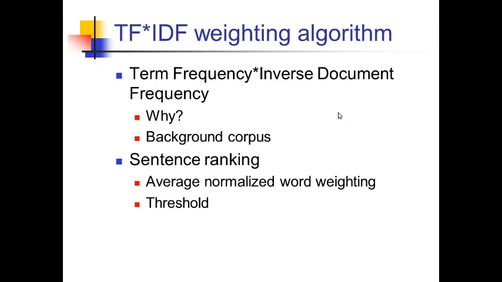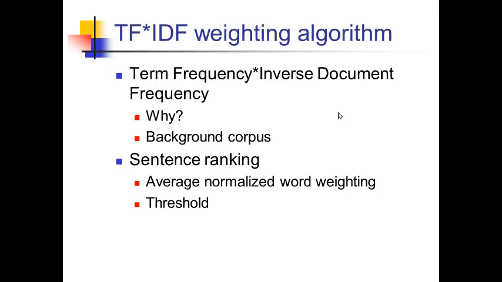That is why we use an inverse document frequency, which is inverse to the number of documents a certain word occurs in. For example, if I have a background corpus of 10 documents and the word "with" appears in all of them, then the inverse document frequency of "with" will be 0. So the term frequency times inverse document frequency, or TF times IDF, will identify the words that appear frequently in this particular document but are not common to all documents.